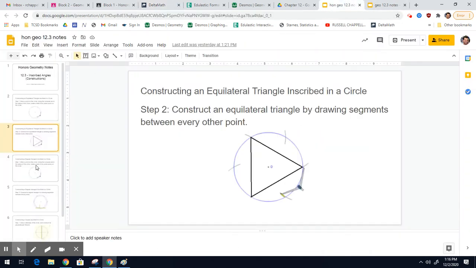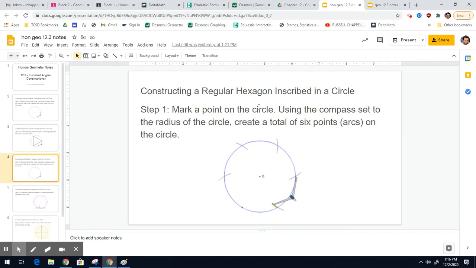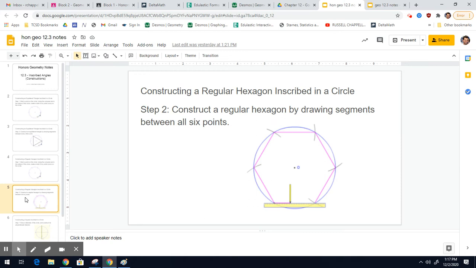All right, the next construction, very, very similar, is a regular hexagon. Now, a hexagon is 6 sides, whereas the equilateral triangle is just 3. So think about it. In the construction we just did, we created 6 points around the circle. So we're going to do the exact same thing, create those 6 points again, but now to get the regular hexagon, we're actually going to connect all 6 points instead of skipping every other point.